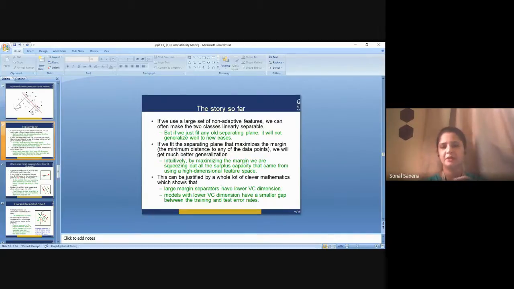Now, intuitively, by maximizing the margin, we are squeezing out all the surplus capacity that came from using a high-dimensional feature space. This can be justified by a whole lot of clever mathematics, which shows that large margin separators have low VC dimension. And models with lower VC dimensions have a smaller gap between the training set and test error rates. So this is a point here.